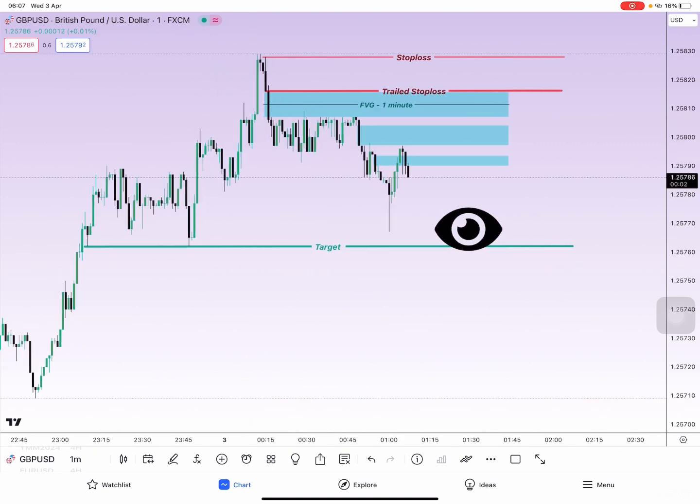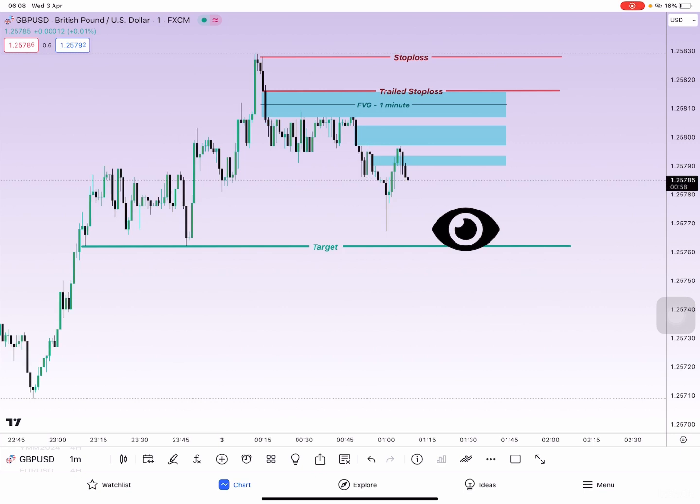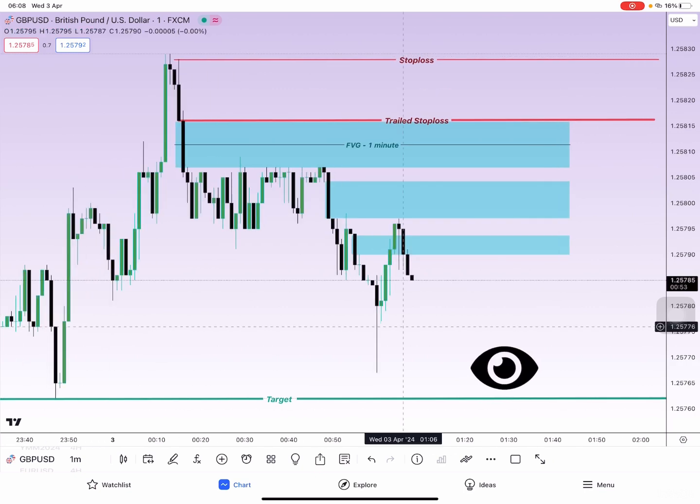Let's see if it comes slowly or with some displacement. So we have got rejected from this gap here and closed this 1 minute candle down here. And that doesn't mean it can't go up again.